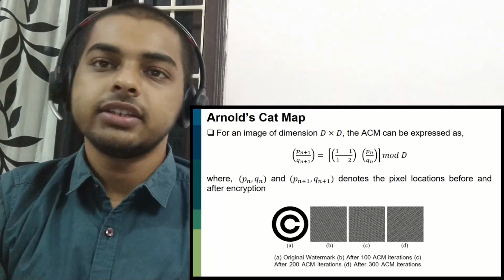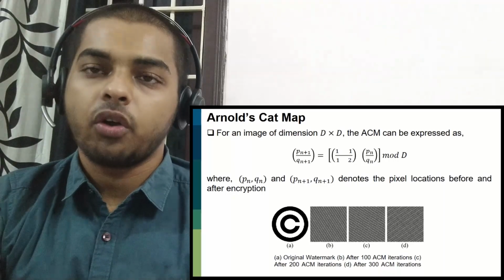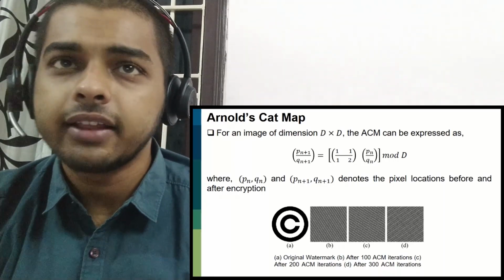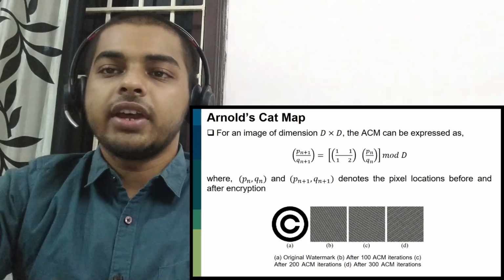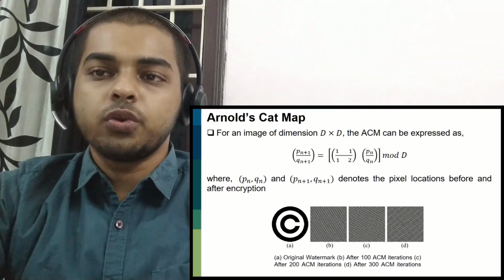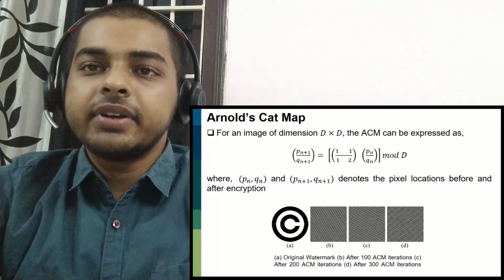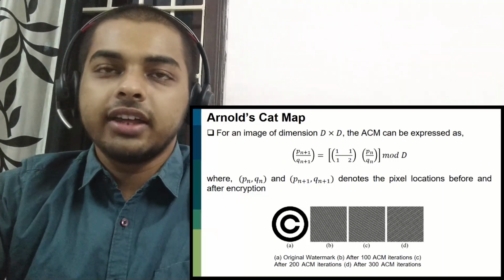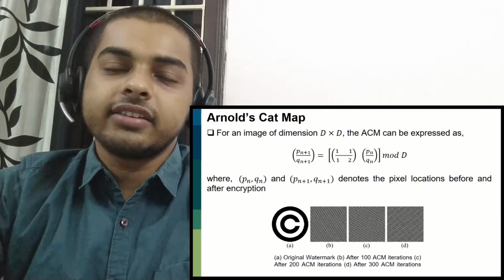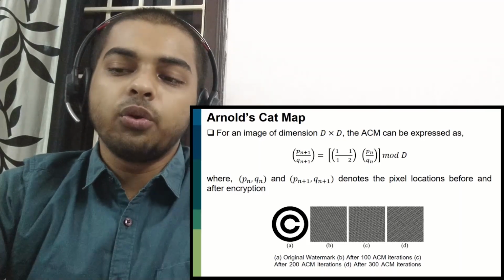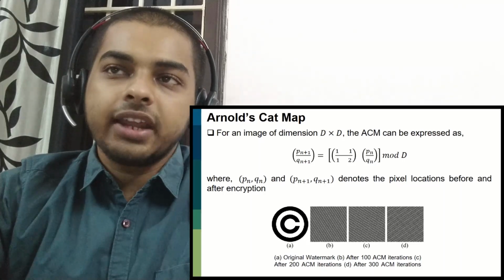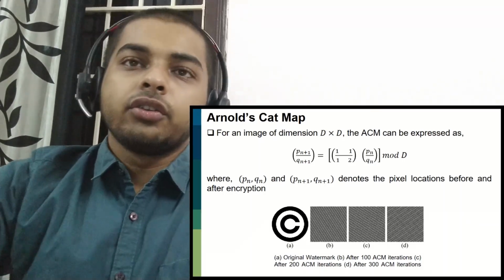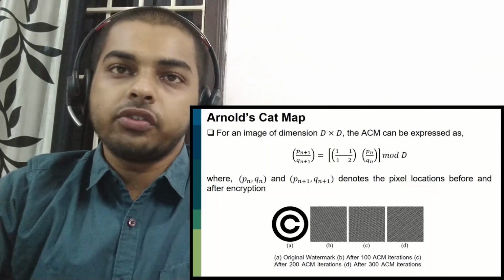The leftmost image is the original watermark image, and the rest 3 images are the Arnold encrypted images after various iterations: 100 ACM iterations, 200 and 300 iterations. In those images we can see that the encrypted image shares no similarity with the original image. Therefore, we can tell that this is a really good encryption, and the encrypted image and decrypted image are visually entirely different.